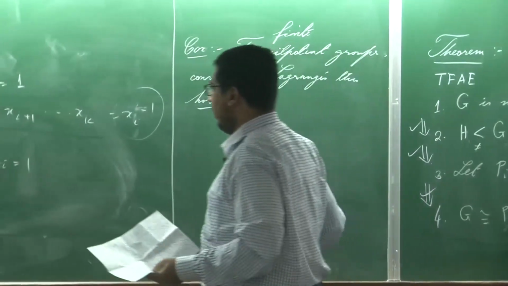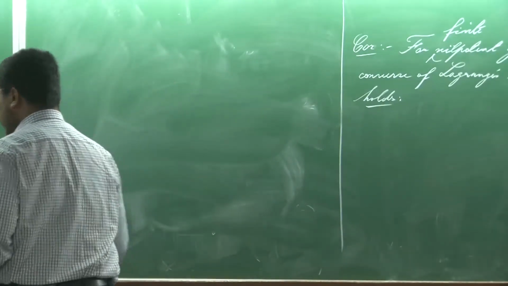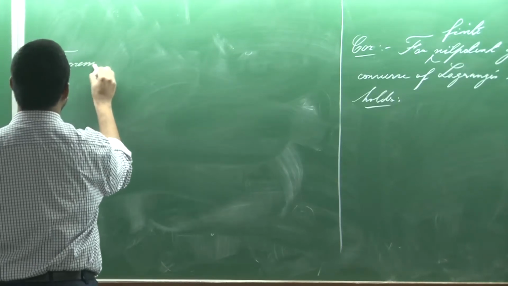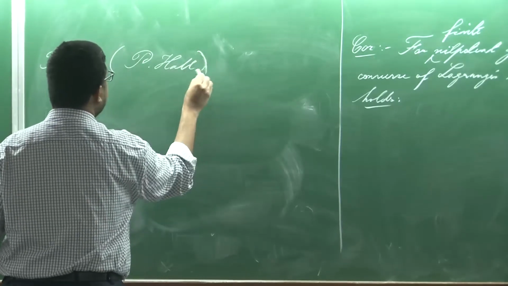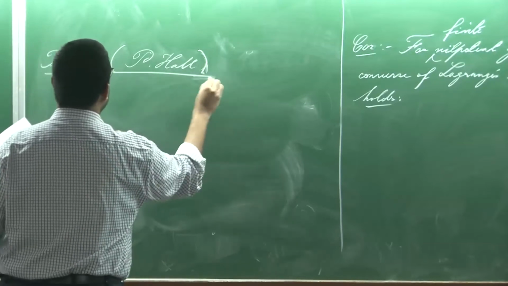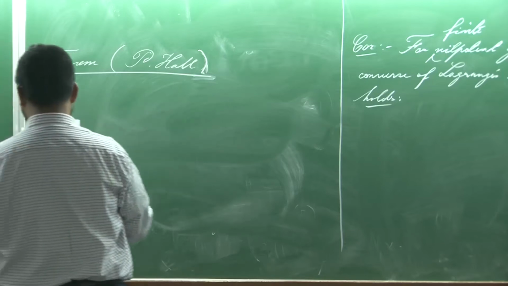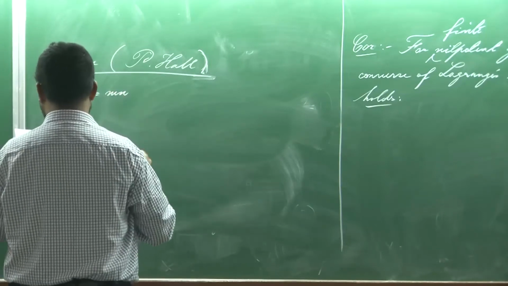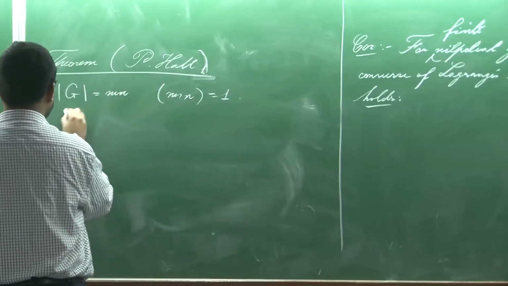This is the content of the following theorem, which we will not prove because it is beyond the scope of this course. This is known as the theorem by Philip Hall. Theorem due to P. Hall. You can see that this is in fact an extension of the first and third theorems of Sylow. So here we have: suppose G is a group having order mn, and m and n are coprime, GCD is 1, and of course G is solvable.